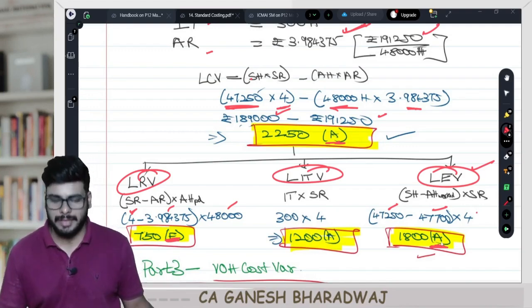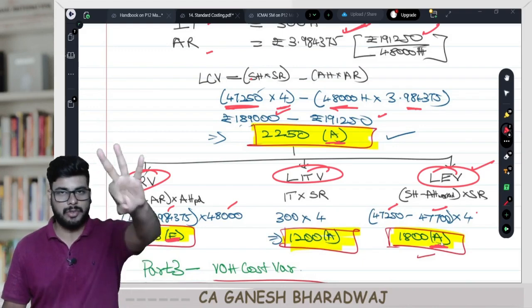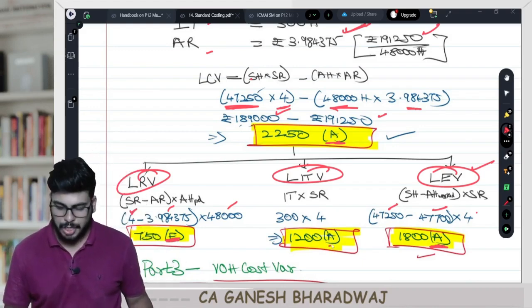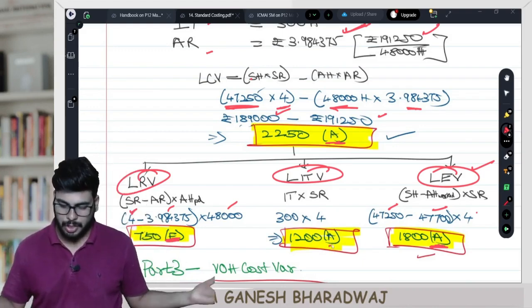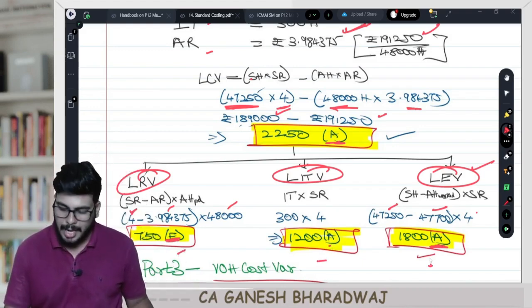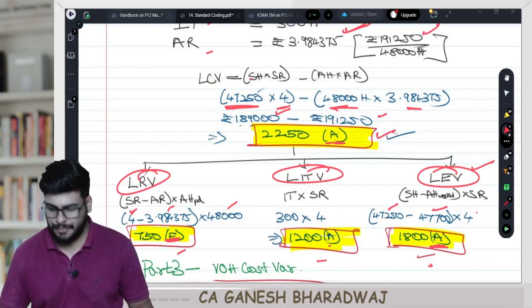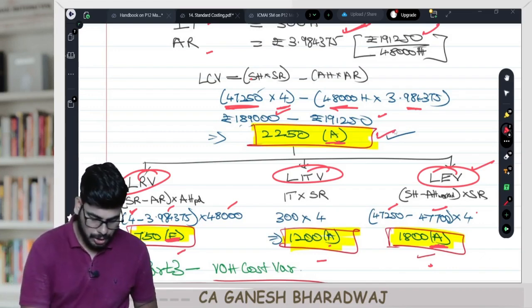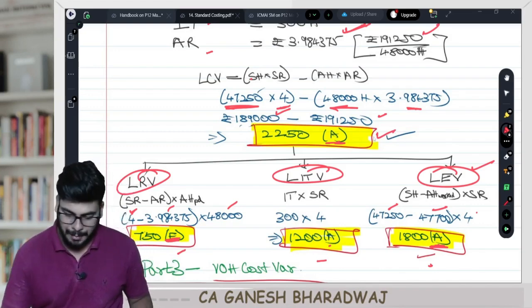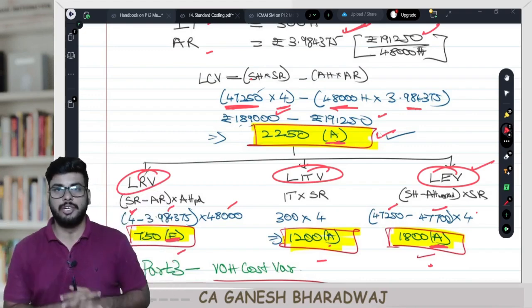And in between, you have this idle time variance. What is the idle time? 300 hours. 300 into 4, it's going to be 1,200, and it's always an adverse variance. So now what you do, add up these three and see if you're getting the topmost daddy figure. So now it's going to be how much? 750 minus 1,200 minus 1,800, how much is it? Minus 2,250. It's going to be 2,250 adverse.